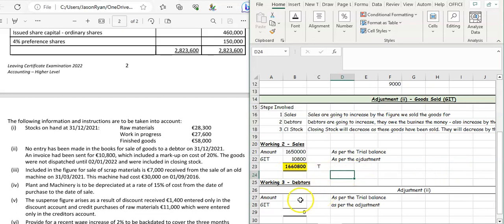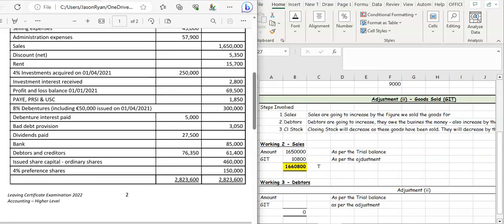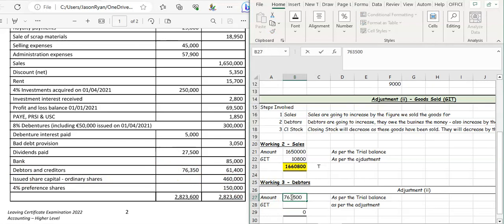Then we also need to adjust our debtors. Because sales have gone up, debtors will go up as well because they owe us that money. We sell it to them on credit. So if we have a look at our debtors, it's going to be 76,300. Sorry, 76,350. And then for the goods in transit, we're going to increase it by the 10,800.